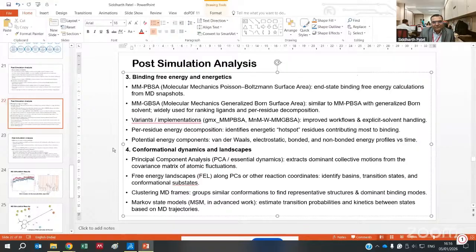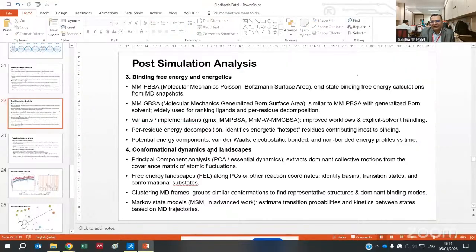Then conformational dynamics and landscapes. Conformation is a 3D structure.